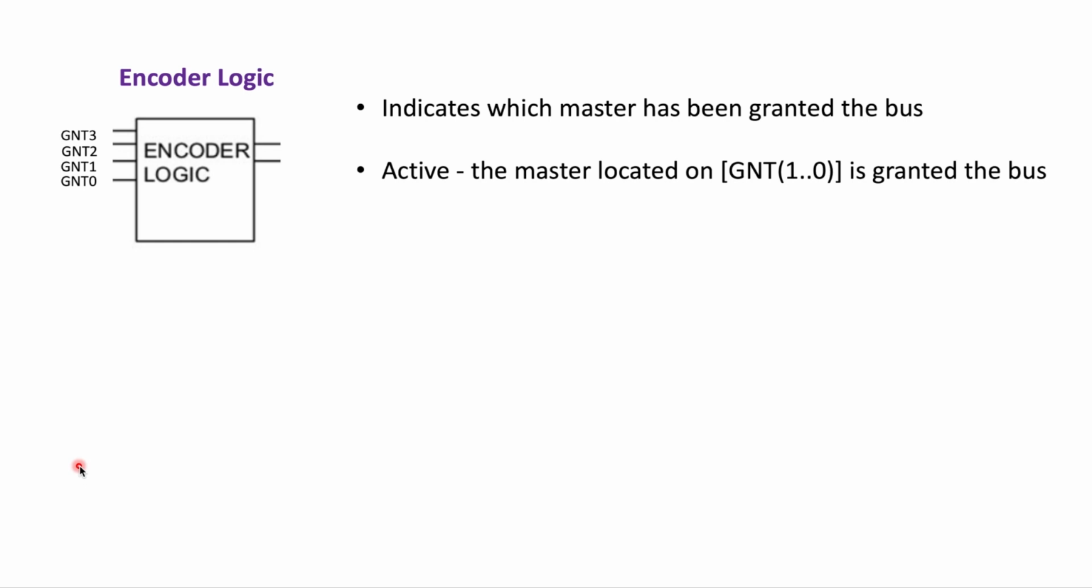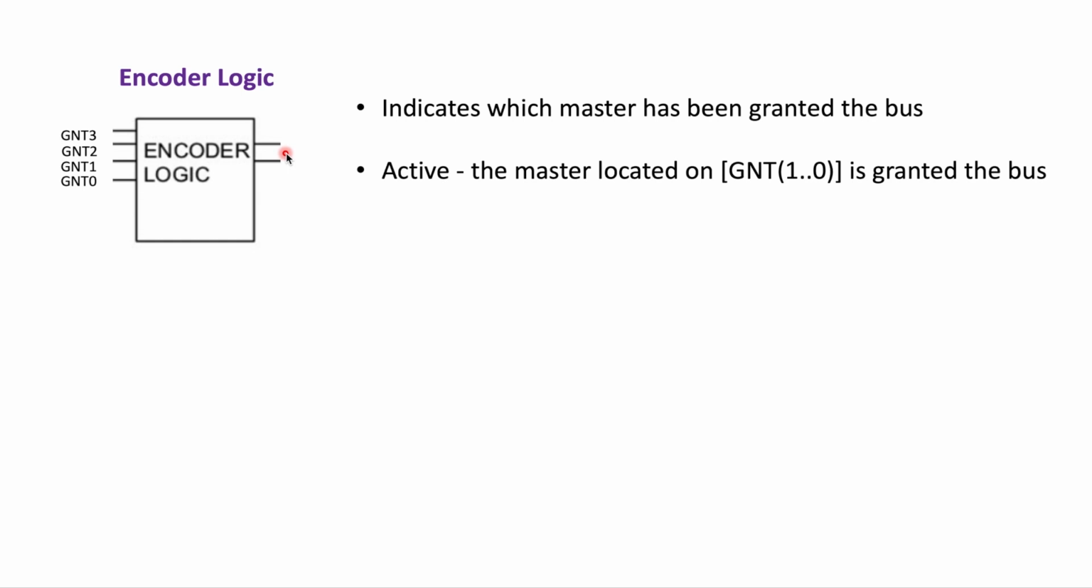The third is the encoder logic block. The 4x2 encoder circuitry would take in the 4 grant signals, grant 0 to grant 3, generated by the arbitration logic block, and further generate 2-bit encoded signals. Using the encoder, we know that it reduces the hardware complexity of the circuit due to the reduced number of connecting wires. It is moreover used with the communication request signal to indicate which master has been granted the bus. When communication request is active low, that is, the bus is free to use, the master located on grant 1 to 0, that is the encoded grants, is granted the bus.